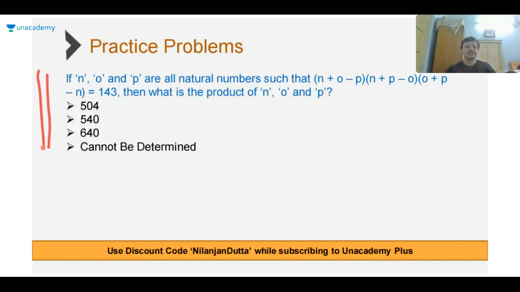This is the last question for today's session. If n, o, and p are all natural numbers such that this expression holds: (n plus o minus p) into (n plus p minus o) into (o plus p minus n) equals 143, what is the product of n, o, and p?